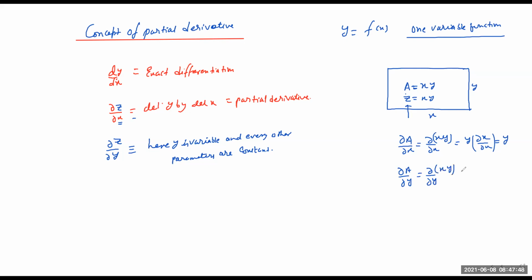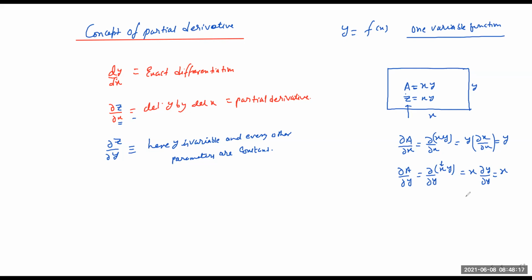What is constant here? x is like a constant multiplier. Take it out, and this is easy. You can see that the area is varying with respect to x, and the rate of variation of area with x is y, and vice versa. So the rate of variation of area with y is x.